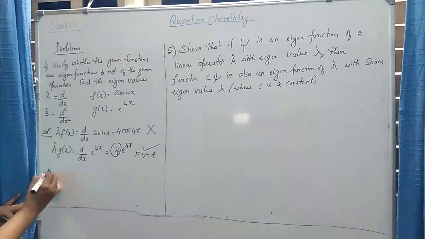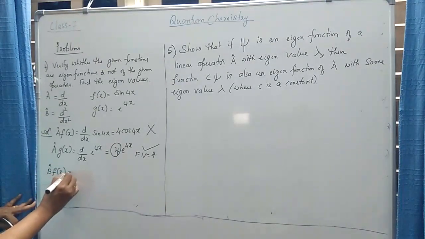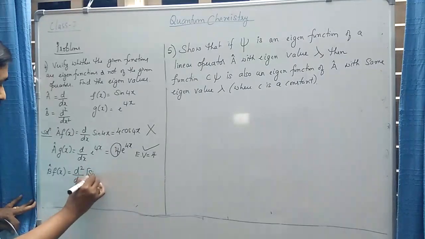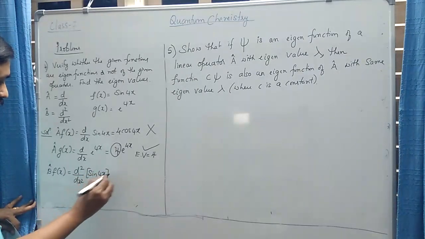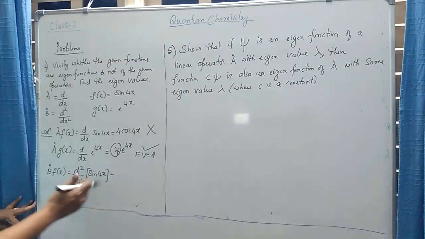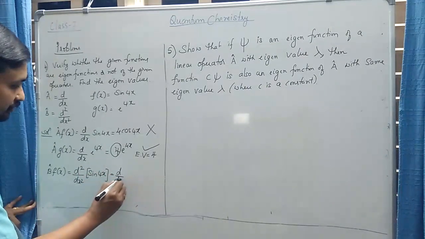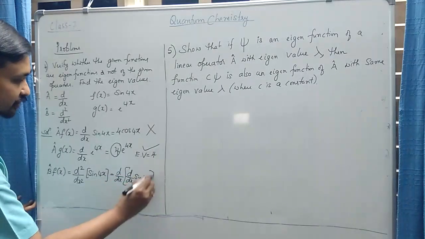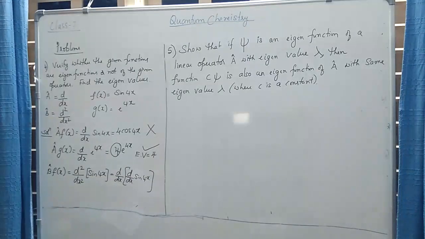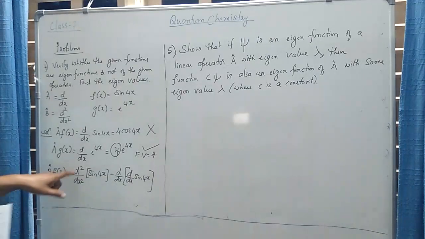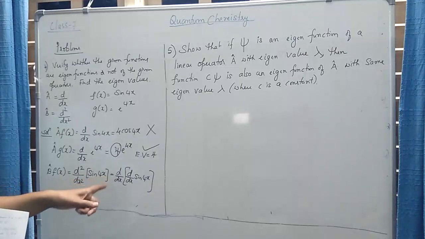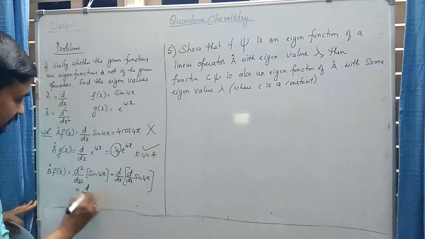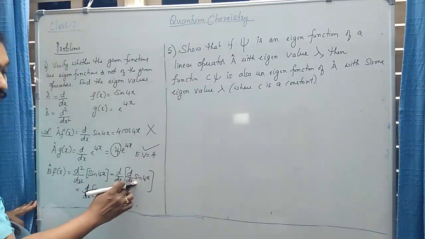Now let us try B of f of x. B of f of x is d square by dx square of sin 4x, and this double differentiation can be written as d by dx of d by dx of sin 4x. It is just like the square of the d by dx operator. Square of an operator means applying the same operator two times. So d square by dx square is nothing but applying d by dx two times, which is d by dx of d by dx of sin 4x.